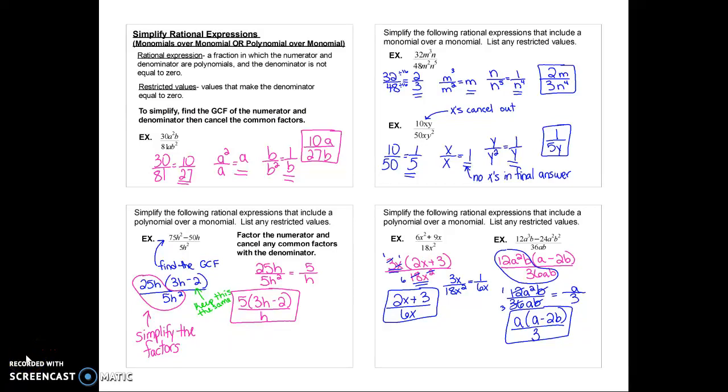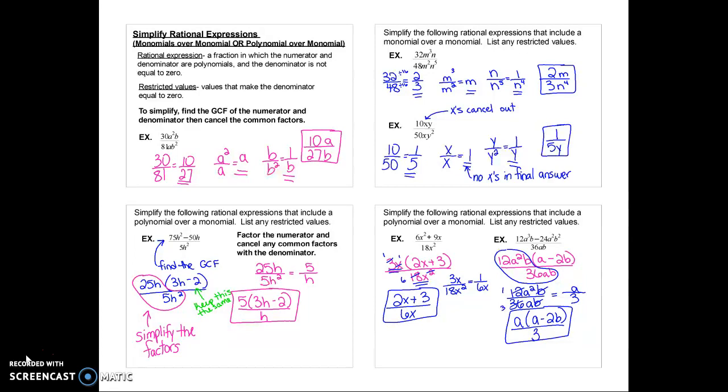Okay, this is concept number 1 for quarter 4, and it's simplifying rational expressions. So it's going to use a lot of the same topics and ideas that we finished up quarter 3 with in the factoring section. So you're simplifying, they're called rational expressions. And that really just means that it's a fraction in which the numerator and the denominator are polynomials.